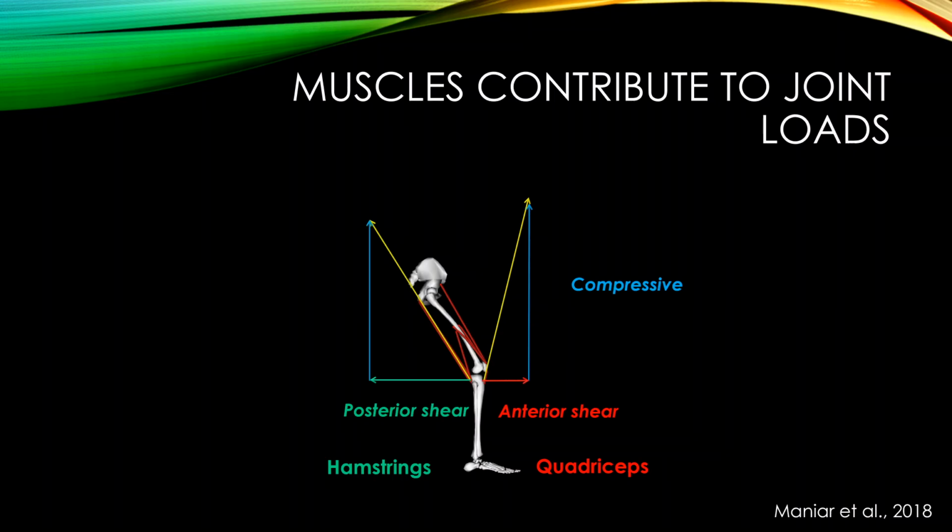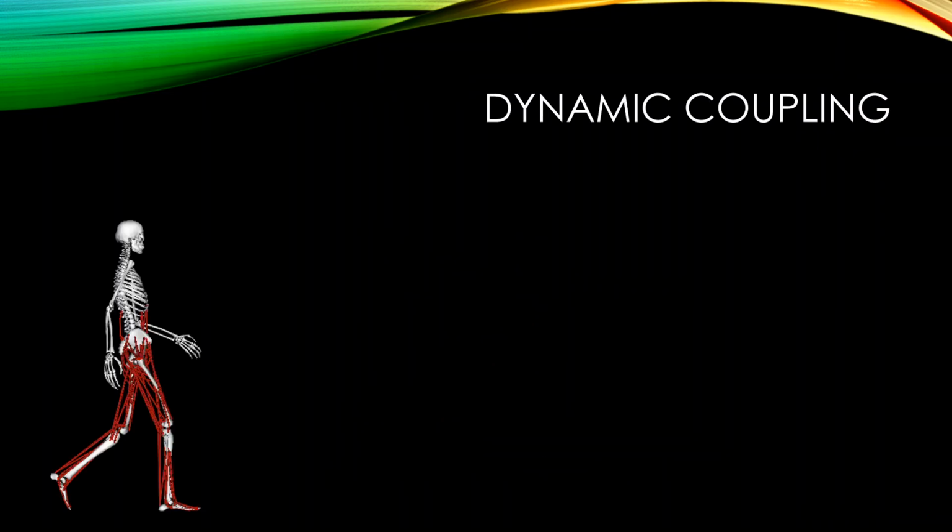Now, based on this diagram, what we're really learning is that the way in which the muscle attaches to various bones, or the way in which it crosses a joint, is critical in determining how it induces joint loads. However, it's actually possible for muscles that don't cross the knee to actually induce knee joint loads. And this is going to be more complicated to explain because I'm going to have to refer to a concept called dynamic coupling. Because it's so complicated, I'm going to try and simplify it and just focus on one example.